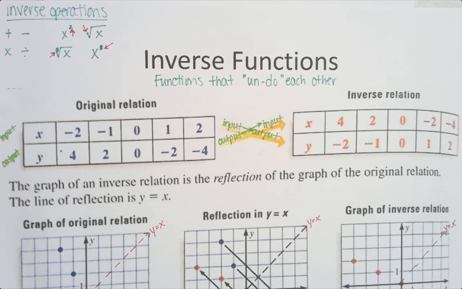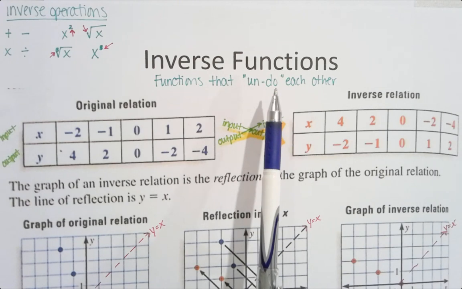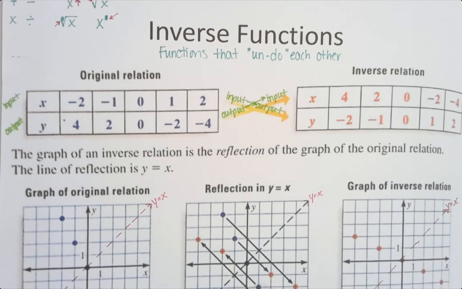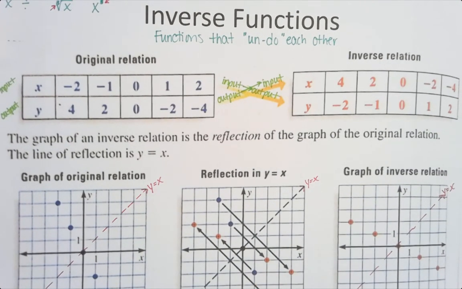So in a nutshell, what are inverse functions? They're functions that undo each other. So what one function is capable of doing, the other function is capable of undoing it. So they essentially cancel each other out. So we're going to take a look at the graphic part of this in the first part of our video, which is essentially looking at our inputs and our outputs.